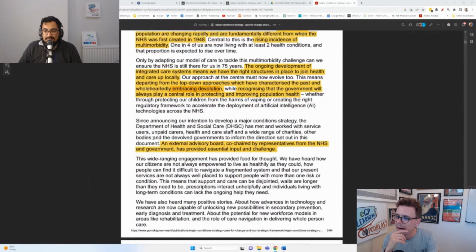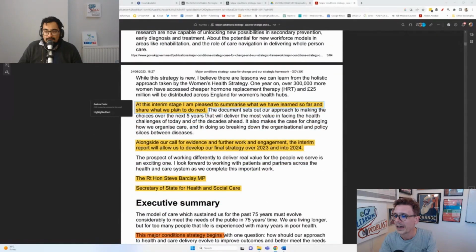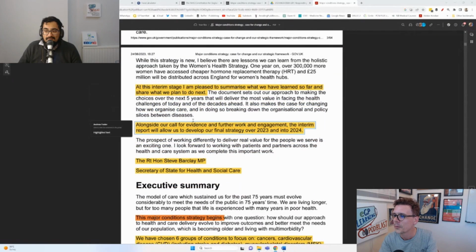There's a little bit of a description about how this report was done, and they talk about their process of bringing together views from not just the Department of Health, but from health, social care, unpaid carers, charities, and other bodies to form an advisory board to support this report in reaching some conclusions and recommendations. So that's good. It's interim, and alongside our call for evidence and further work, the interim report will allow us to develop our final strategy over 2023 and into 2024. So 2024, I think we'll get a final strategy.